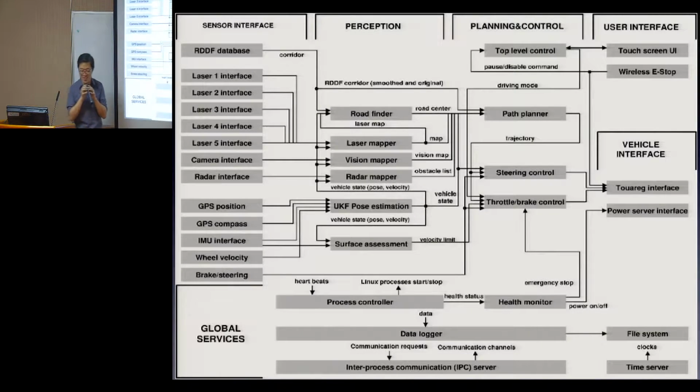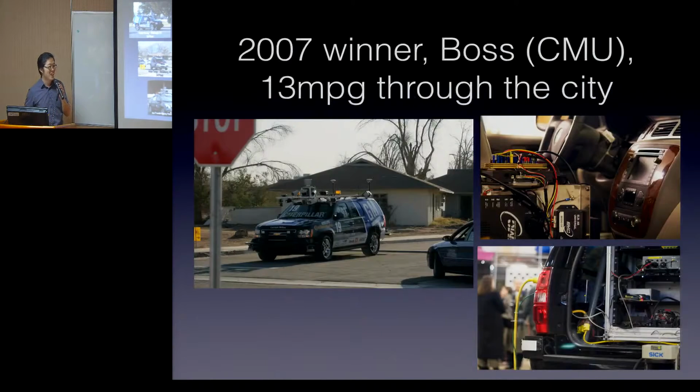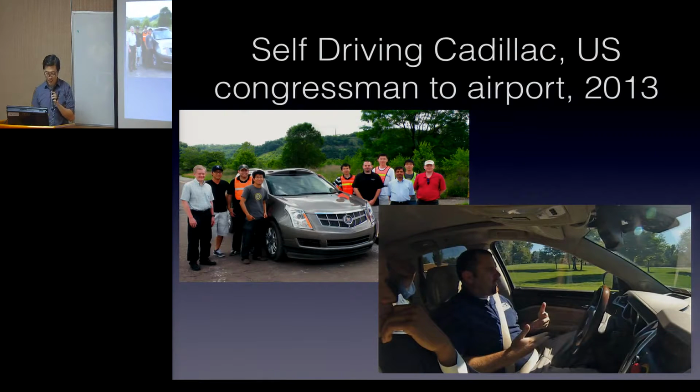So this is a diagram of all the sensors and how they're connected for Stanley. And later on in 2007, they tried to make the cars drive through an urban area. Luckily, no one was hurt or killed during this exercise. The winner from CMU, which is where Frank is from, won the competition with a lot of sensors still, but they did it at 13 miles per hour through the city.